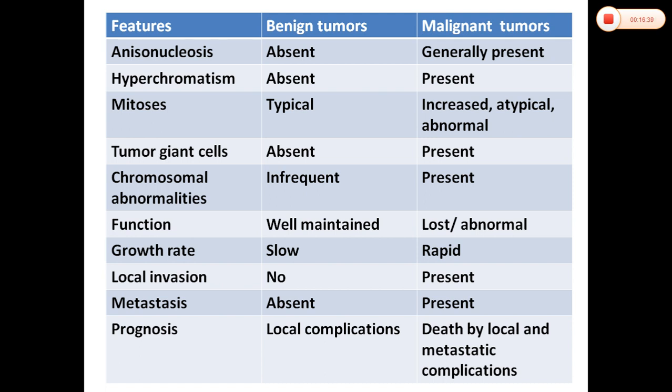And typical mitotic figures in benign tumors, whereas in malignant tumors, atypical mitotic figures. Next one is tumor giant cells and chromosomal abnormalities, which are absent in benign tumors, whereas present in malignant tumors. And the function is well maintained in benign tumors and it is usually lost in malignant tumors. Growth rate is low in benign tumor, whereas it is rapid in malignant tumor. Local invasion and metastasis are absent in benign tumors, whereas present in malignant tumors. Prognosis: benign tumors produce local complications, whereas malignant tumors produce death by local and metastatic complications.